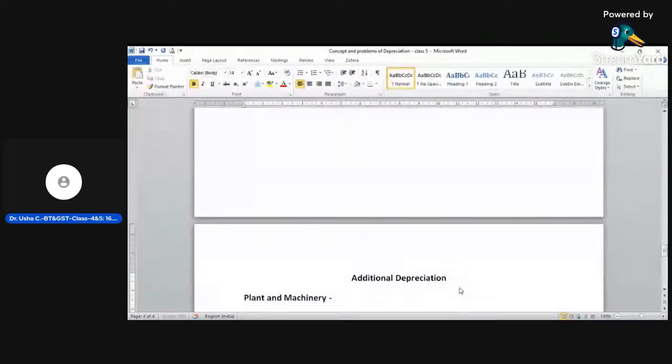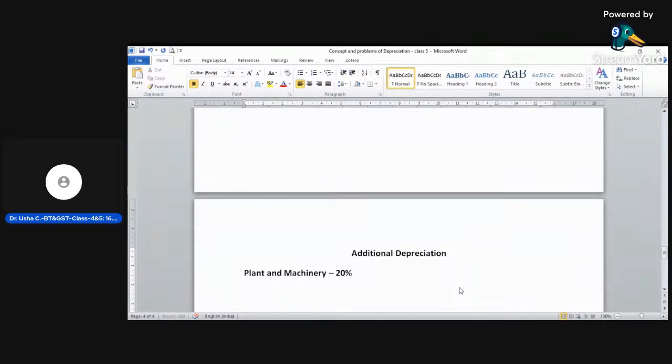So what is the rate of additional depreciation? The rate of additional depreciation is 20% of the actual cost of new plant and machinery which are acquired and installed after 31st March 2005. This additional depreciation is applicable from the year 2005. If the asset is put to use for less than 180 days, then half of the depreciation, that is 10% of the value of the asset, is charged as depreciation.